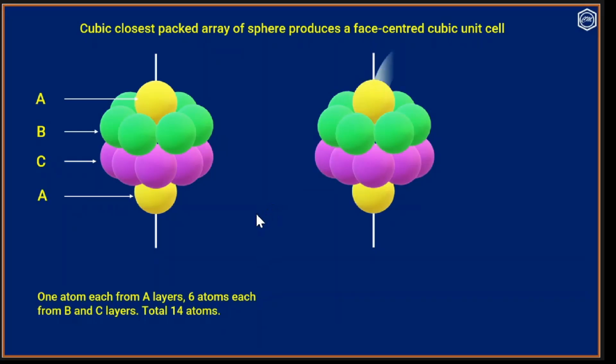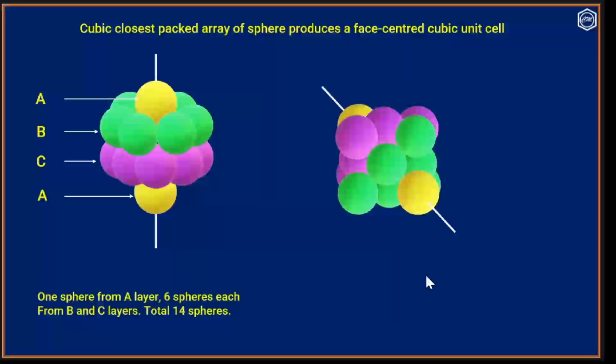And now what I am going to do is turn it in this direction, rotating this structure about 135 degrees. And now let us see what happens. So it changes like this. This A layer comes here and this A layer goes here. Now connect the centers of these atoms.